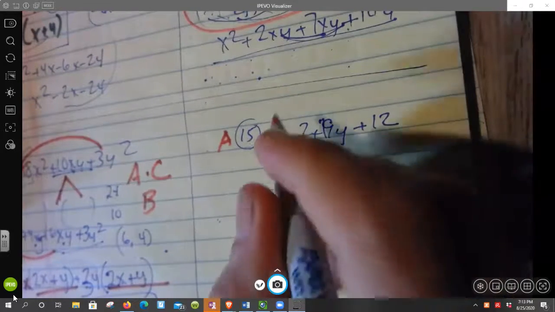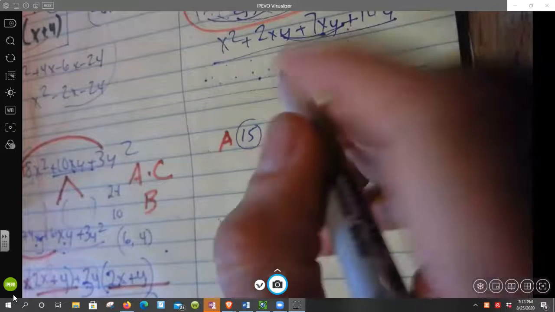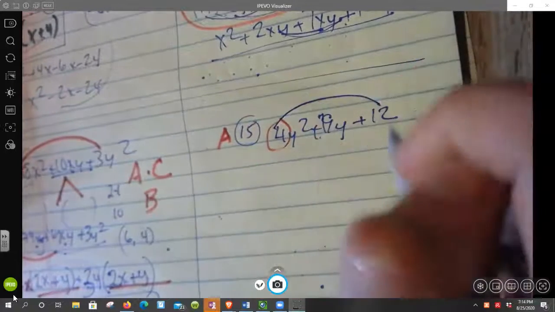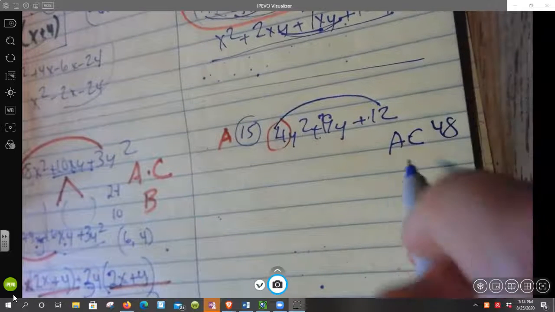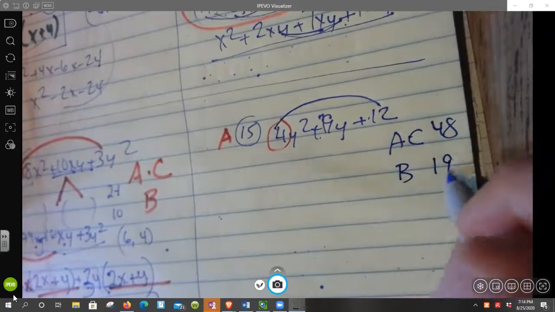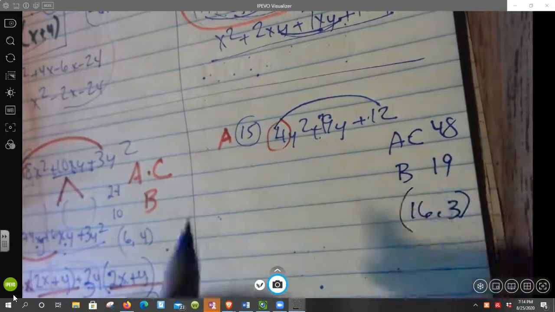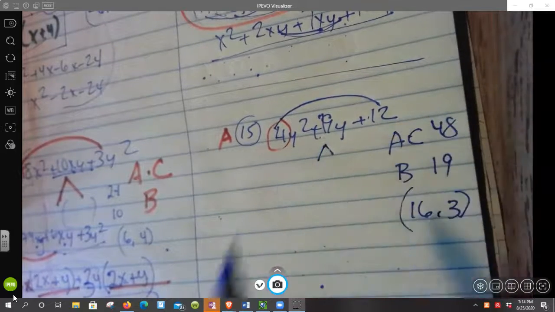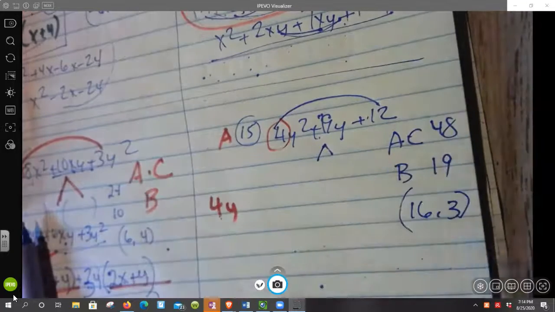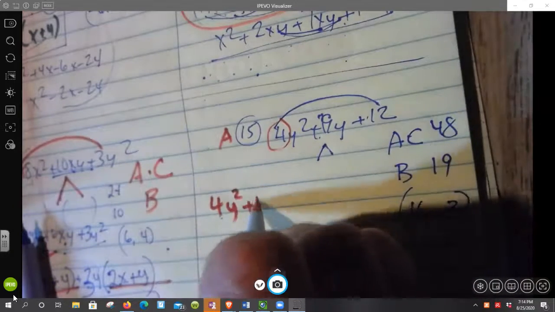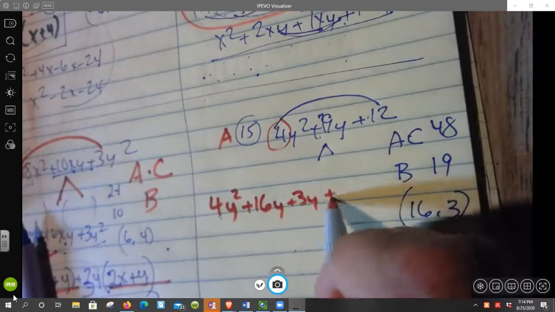Again, we noticed that there's a number in front of the y squared, so we have to use the AC method. That means we're looking for numbers that multiply to 48 and add to 19. And those two numbers are 16 and 3. So that's how we rewrite the middle term. Instead of writing 19y, we have 16y and 3y. So we have 4y squared plus 16y plus 3y plus 12.